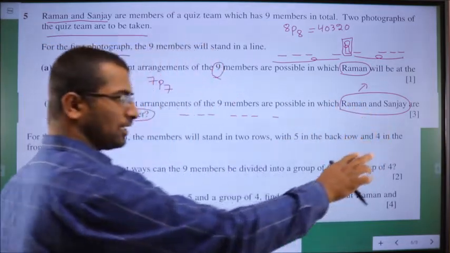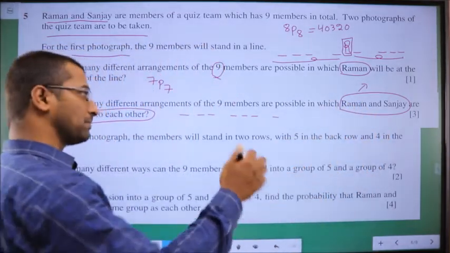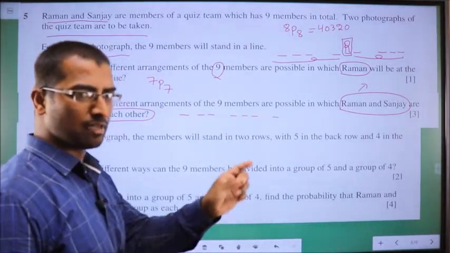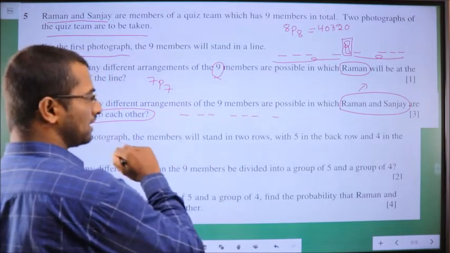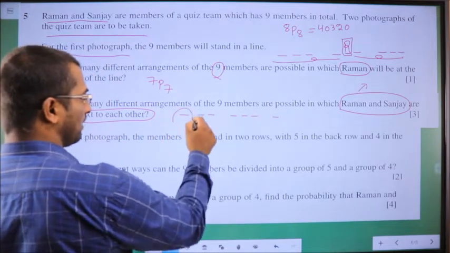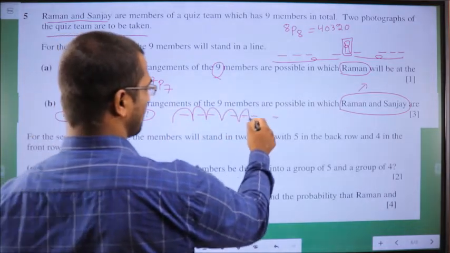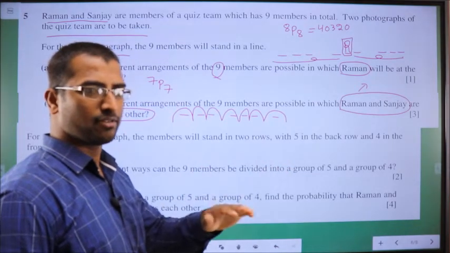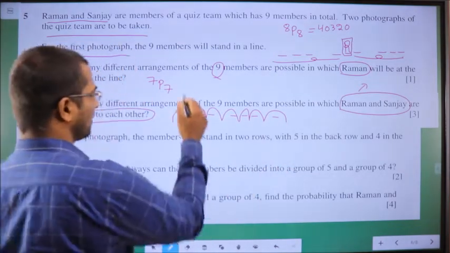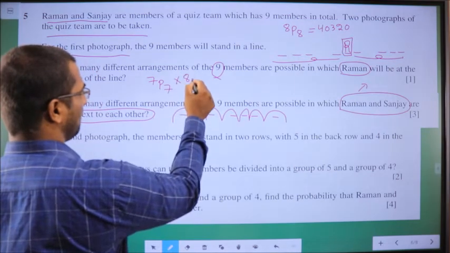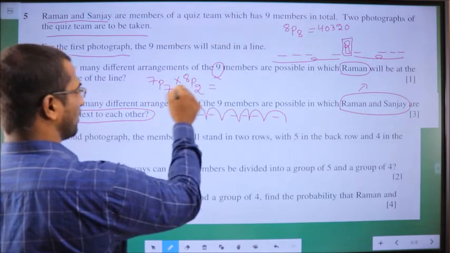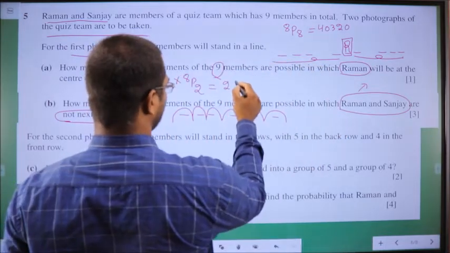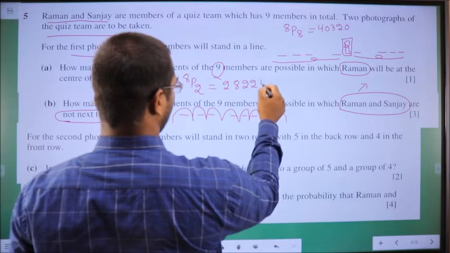Raman and Sanjay should not be together. That could happen if I place them in between these 7 people. So now I should check for in between spaces for Raman and Sanjay. So in between, how many spaces do I have? 1, 2, 3, 4, 5, 6, 7, 8. 8 places for Raman and Sanjay, satisfying the condition that they are not together. So that can happen in 8P2 ways. So put this in the calculator, you get the answer to be 282240.